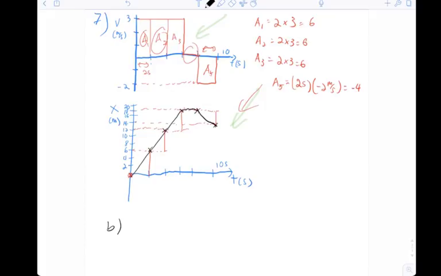Question B here says, what's the position of the mailbox? The mailbox is where the driver stops. So the mailbox is at 14 meters. That's its location. Okay.